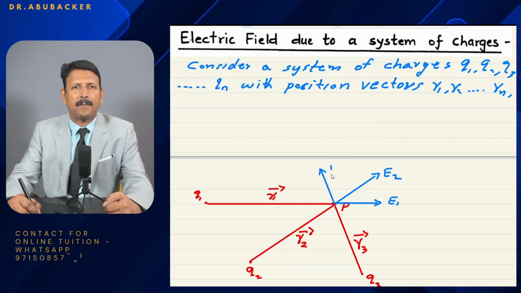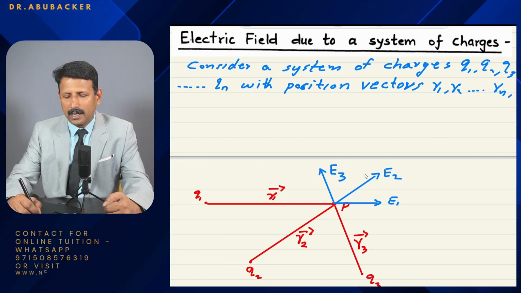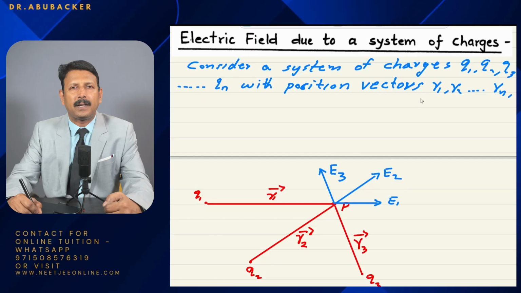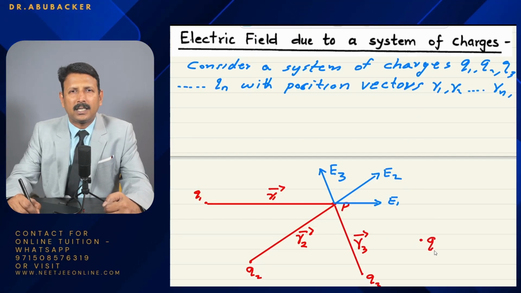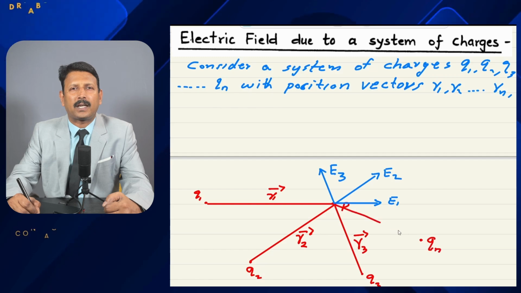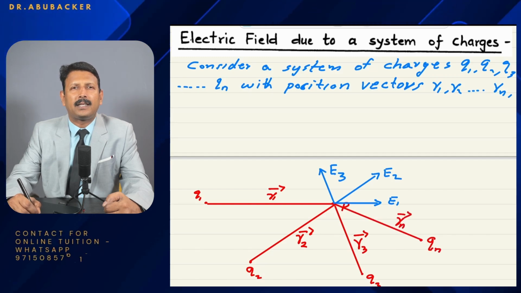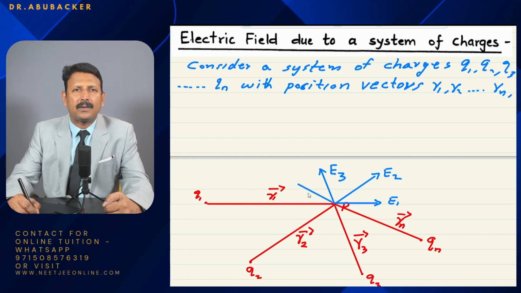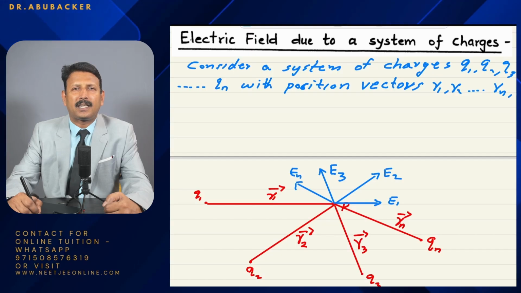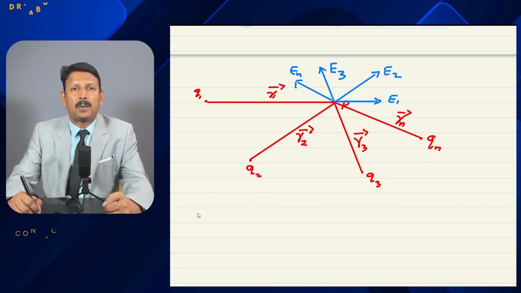One more we can label, because in our theory statement we used up to Rn. So assume this charge is Qn at a position vector Rn, and the electric field produced due to that Qn is En. That's all. This is the time we are going to use the superposition principle.